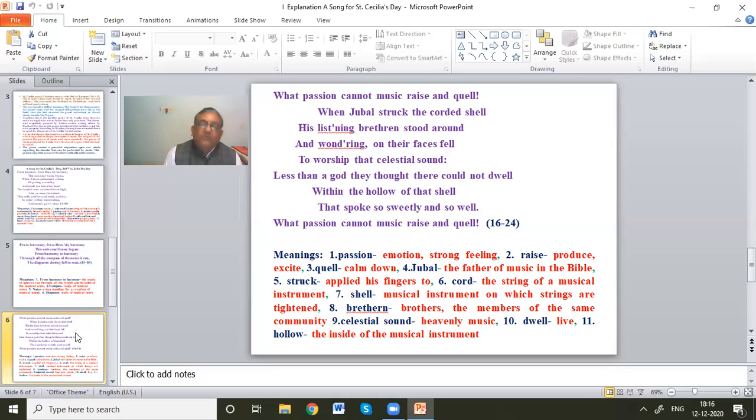musical voice. Again, the same line, as it is a ballad, so it happens. What passion cannot music raise and quell? What kind of passion can music not raise and quell? That is, music has the power to raise and to calm down all kinds of feelings in the human heart. This is called a rhetorical question.